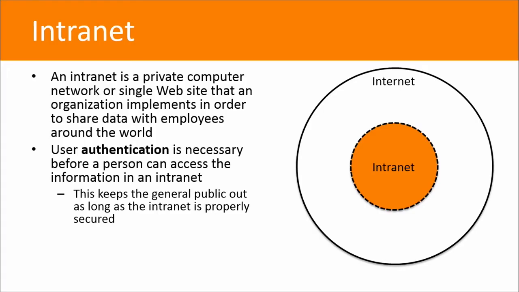All right, so an intranet is inside of the internet, right? So an intranet is a private computer network or a single website that an organization implements in order to allow its employees to access data around the world. Employees have to log in using a username and a password. That's authentication, just verifying you are who you say you are, before somebody can access information located on an intranet. The whole purpose of this is to keep the general public out and away from files and data sets that should be exclusive to a company or an organization.